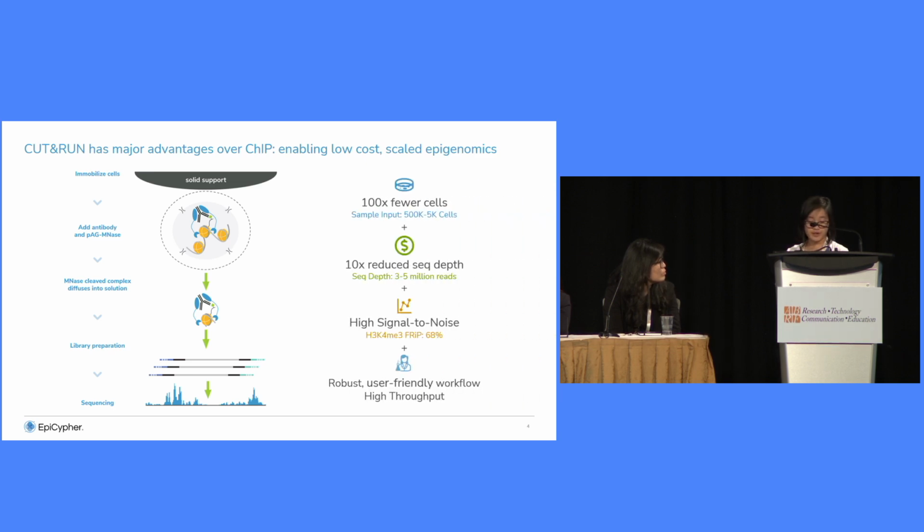So with this workflow, you're able to start with a fewer number of cells. This is great for those who are working with limited or precious samples. You're sequencing at 3 to 5 million reads instead of 30 million, which can save you on sequencing costs. You also get better data quality compared to ChIP. Additionally, this workflow enables high throughput experiments for those managing multiple projects with varying complexity.